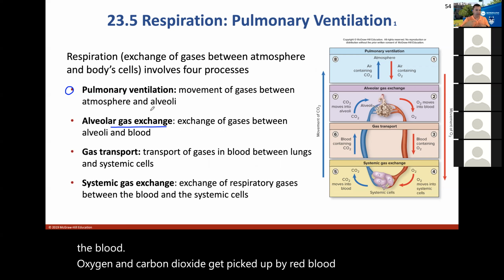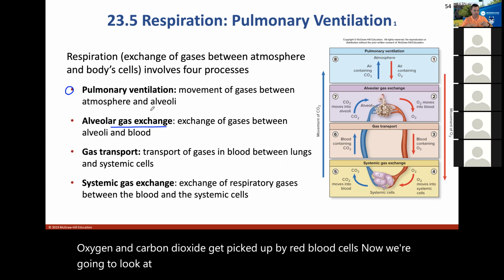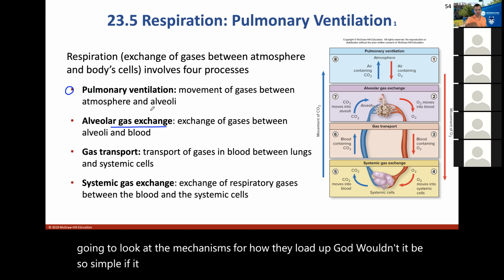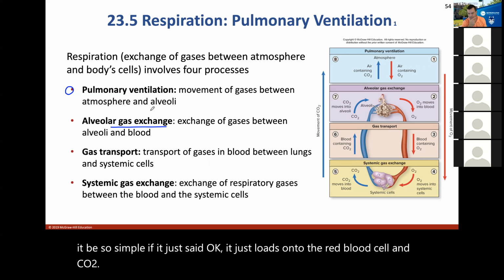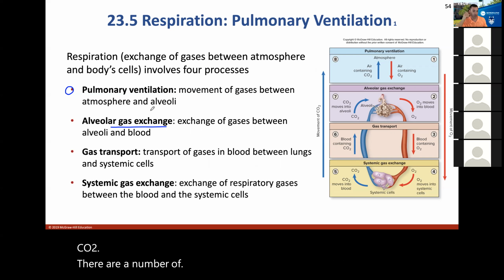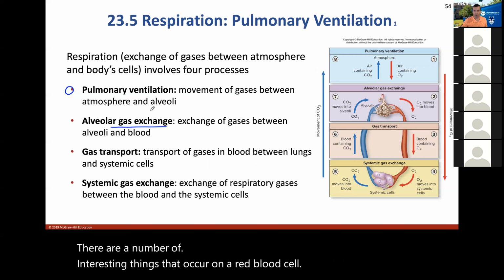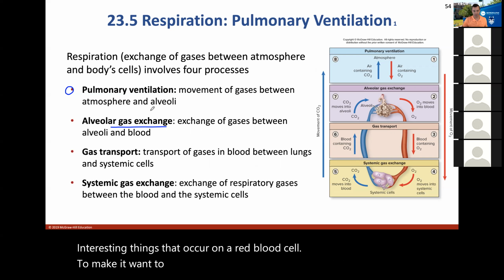Well, now we're going to look at the mechanisms for how they load up. Okay. God, wouldn't it be so simple if it just said, okay, it just loads onto the red blood cell, and CO2. There are a number of interesting things that occur on a red blood cell to make it want to hold oxygen or CO2 respectively. Okay. So we'll look at gas transport.